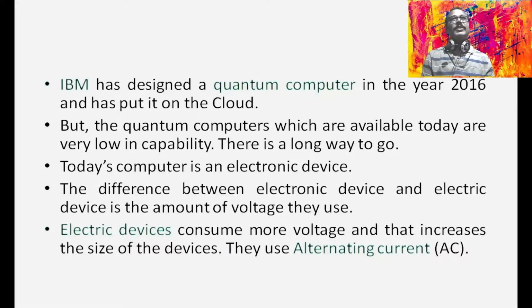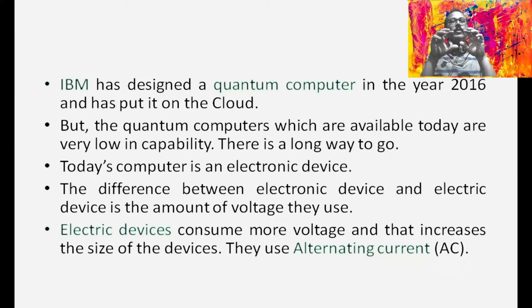Okay, IBM has designed a quantum computer, though we are at the research stage, and it has placed it in the cloud. Cloud is usually represented in the form of a cloud, which is why it is called a cloud. What that cloud represents is a network.